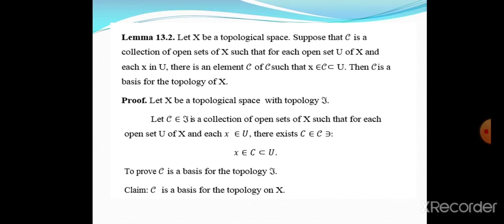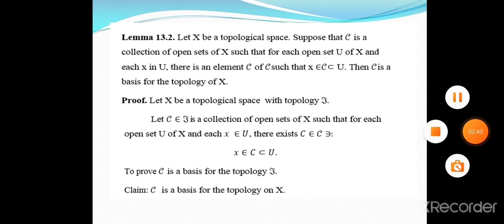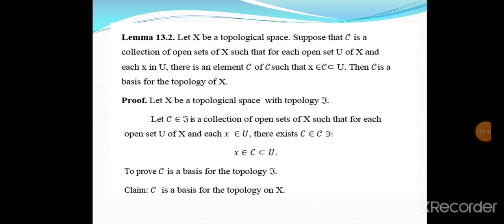Let X be a topological space. Suppose that script C is a collection of open sets of X such that for each open set U of X and each x in U, there is an element C of script C such that small x belongs to C, which is a subset of U. Then script C is a basis for the topology of X.